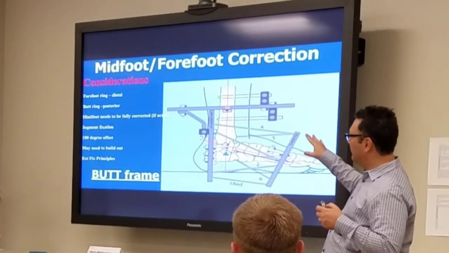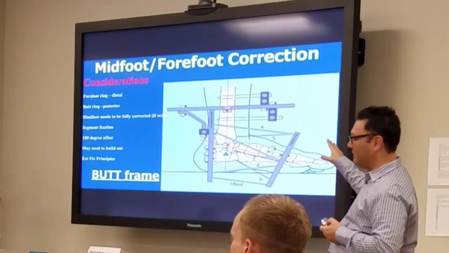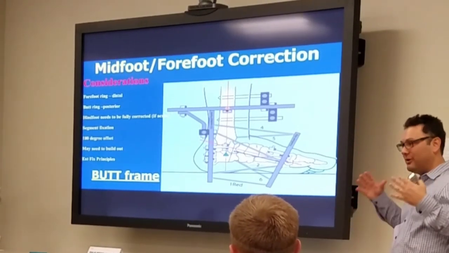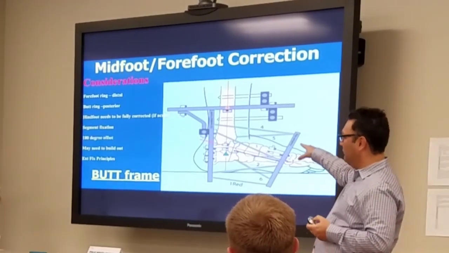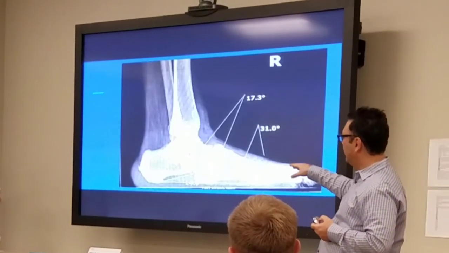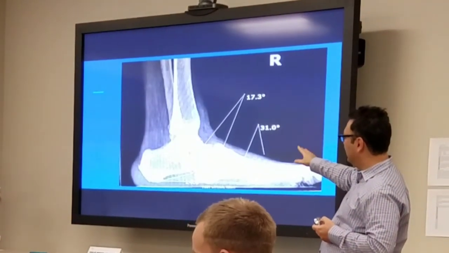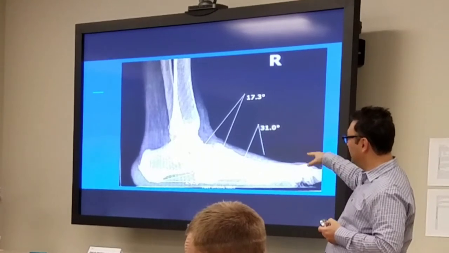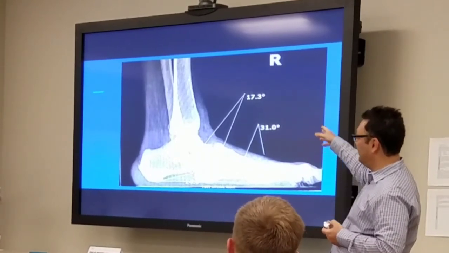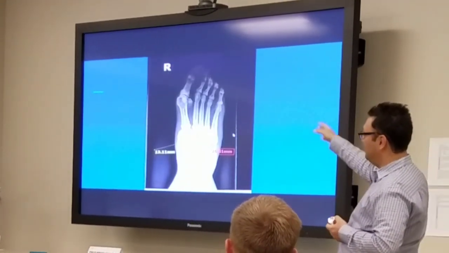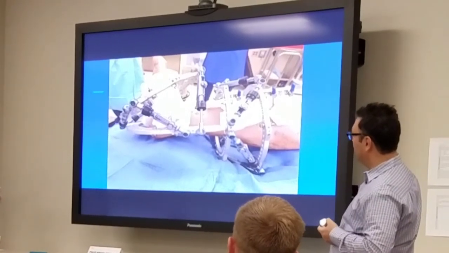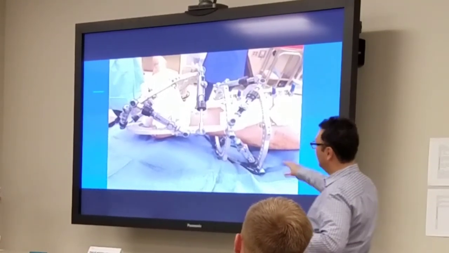So just one more review. Once again, with the butt frame, it's so important, get this in your head: butt frame, just forefoot correction. So here's this patient with not much of a forefoot deformity. It's basically 25 degrees of deformity. You've got that big translation going on over there. Simple butt. This is not doing anything.